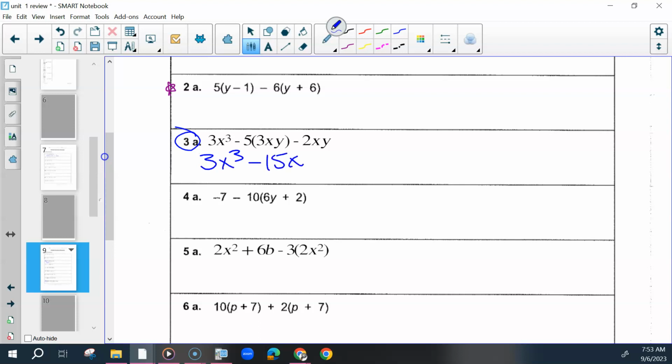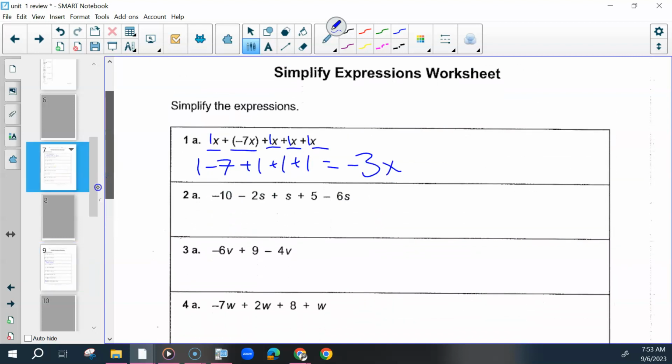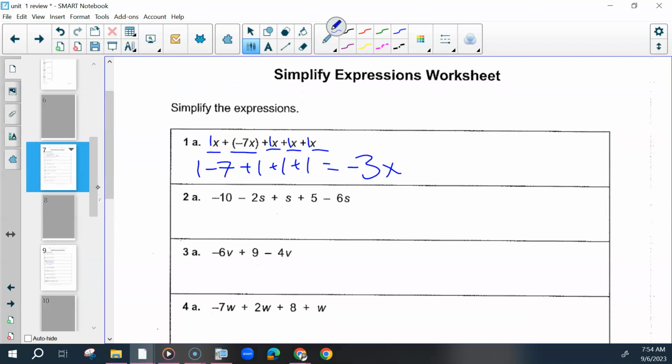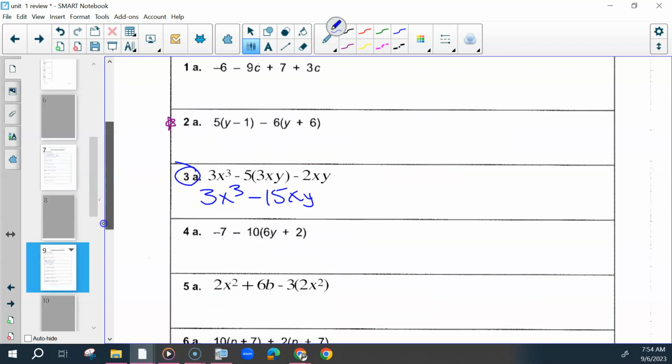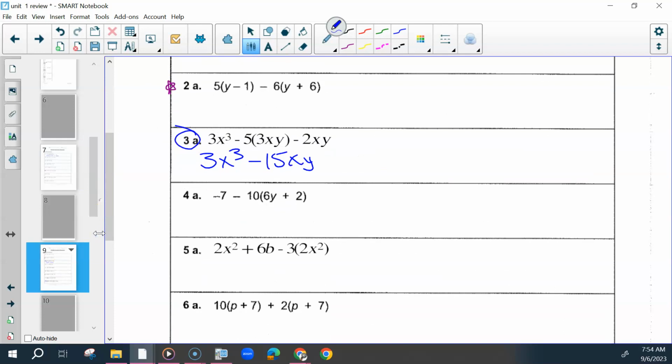So I have a question. What do we do on the last page? Why didn't you multiply? Because it has parentheses, but it has this plus and this minus, so we were just adding those together or subtracting. But here we have negative 5 right next to the parentheses, so we have to multiply.